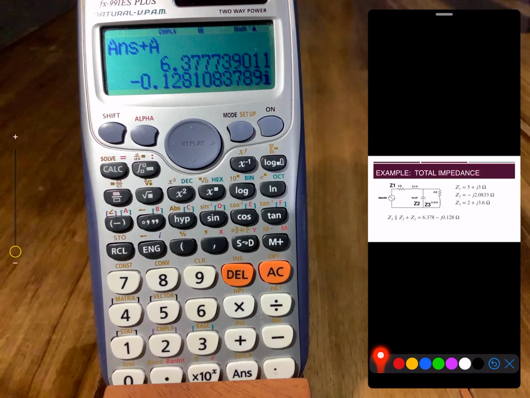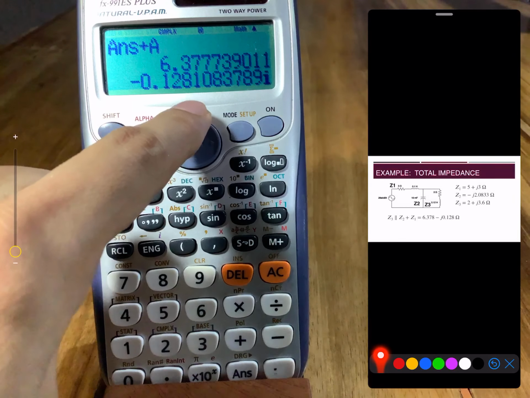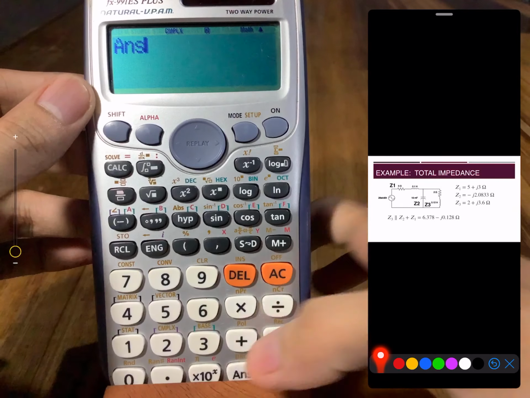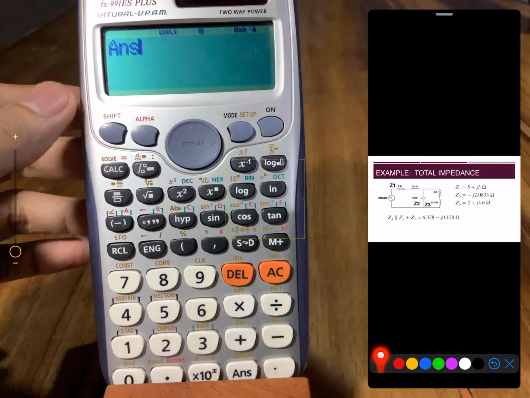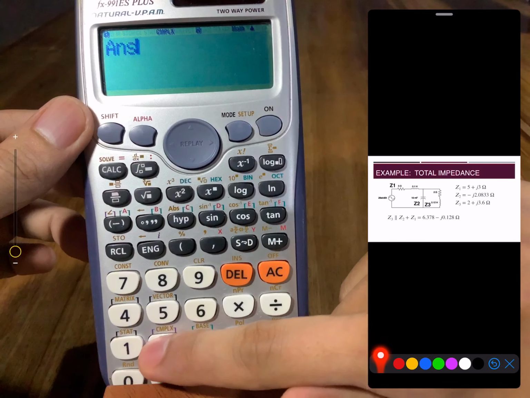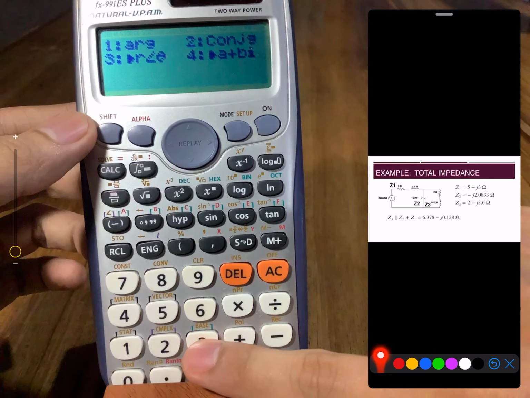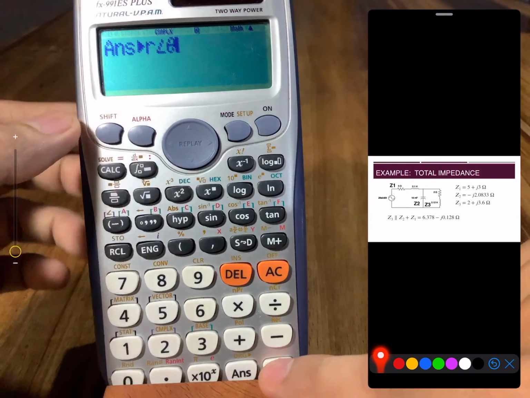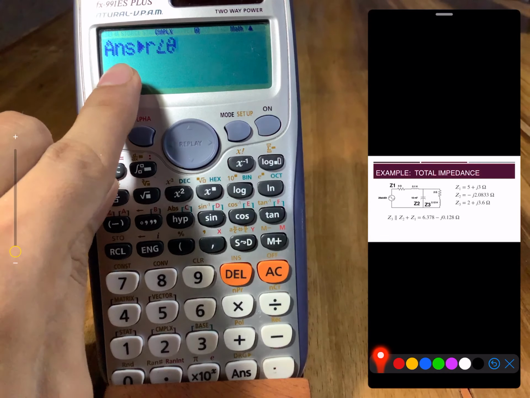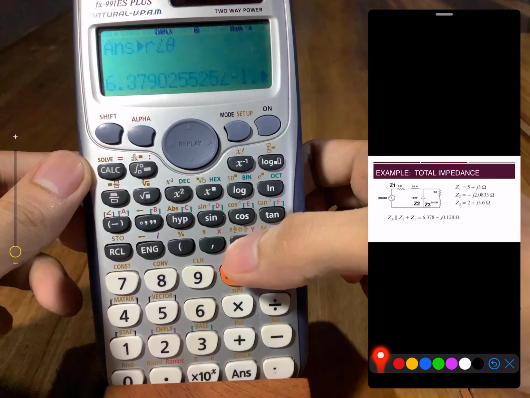Now, if we wish to convert this impedance from its rectangular equivalent to polar equivalent, all we have to do is to consider the answer, and then we convert the answer, the complex form, into its polar equivalent. So we just have to press number 3. We are converting the final answer into its polar form, and this is now the polar equivalent.